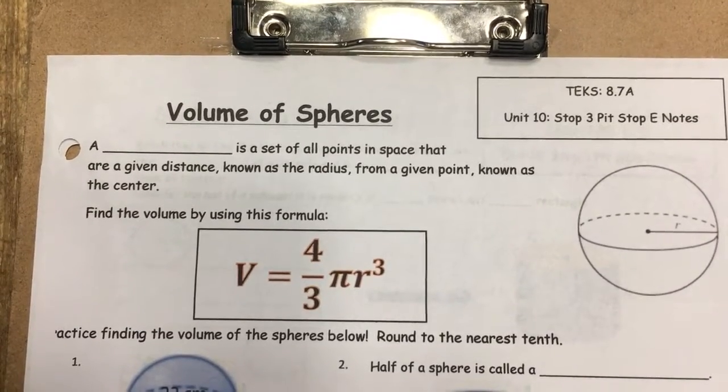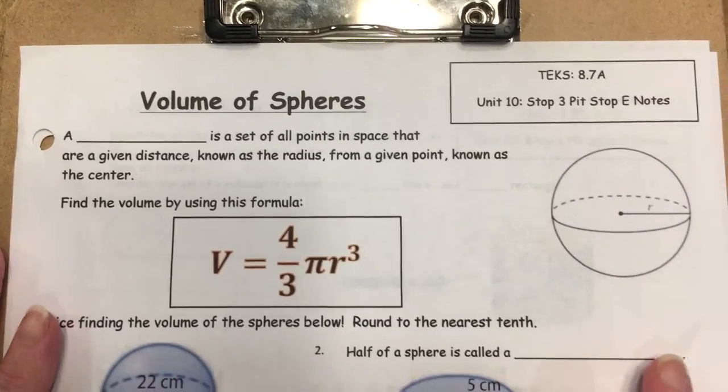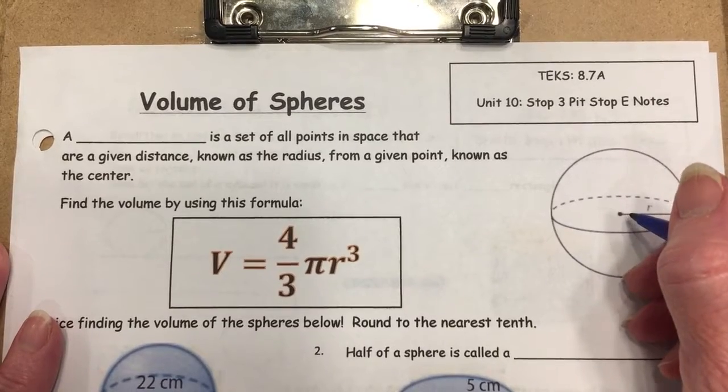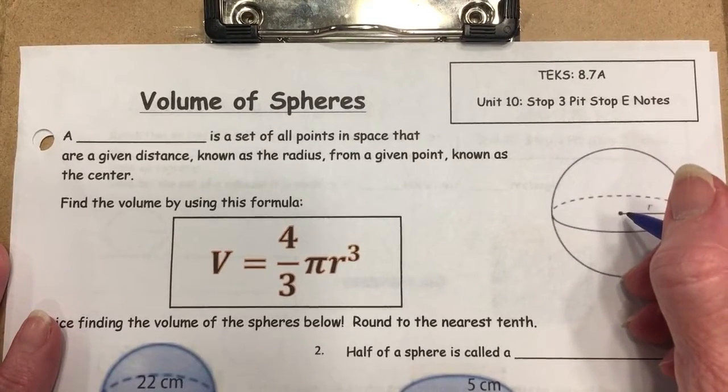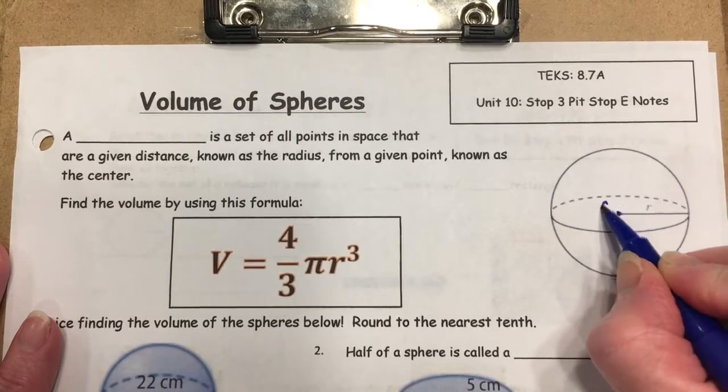We're going to be looking at the volume of spheres today. So first of all, let's just define a sphere. Basically, a sphere is just the set of all points in space that are a given distance from a given point, right? We call this point in the middle the center. So this is your center right here.